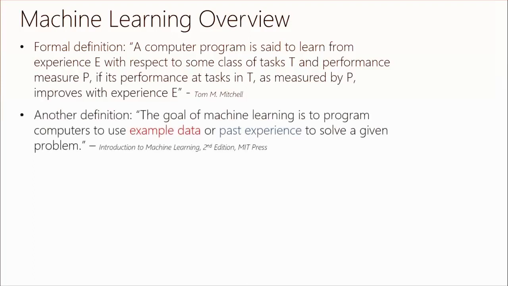The goal of machine learning is to program computers to use example data or past experience to solve a given problem. This is from Introduction to Machine Learning from MIT Press, which is a really highly recommended book. Well, so why have you highlighted example data as red and past experience as blue? Yeah, for those of you that might not be able to see that on your screen, I've got the words example data and past experience in 2 colors.